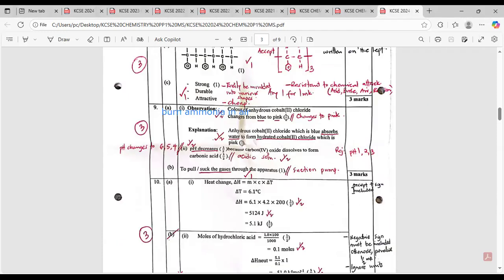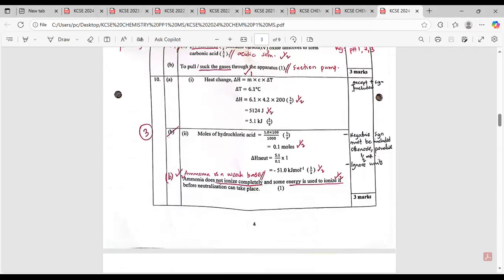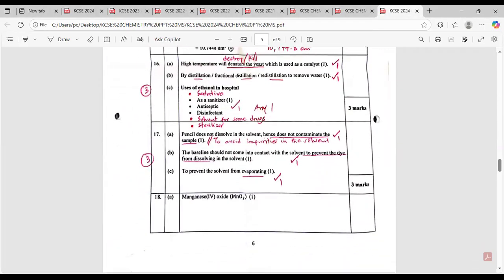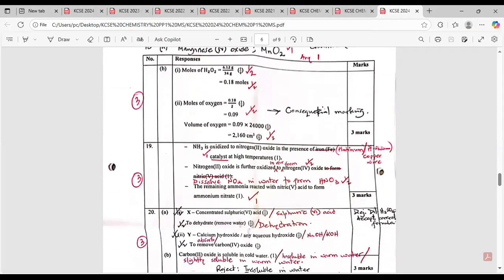So I can just take you through the marking scheme, number 19. You can see ammonia is oxidized to nitrogen 2 oxide in presence of platinum catalyst at high temperature. Nitrogen 2 oxide is further oxidized in air to form nitrogen 4 oxide. Dissolve the nitrogen 4 oxide in water to form nitric 5 acid. Then the remaining ammonia is reacted with nitric 5 acid to form ammonium nitrate.